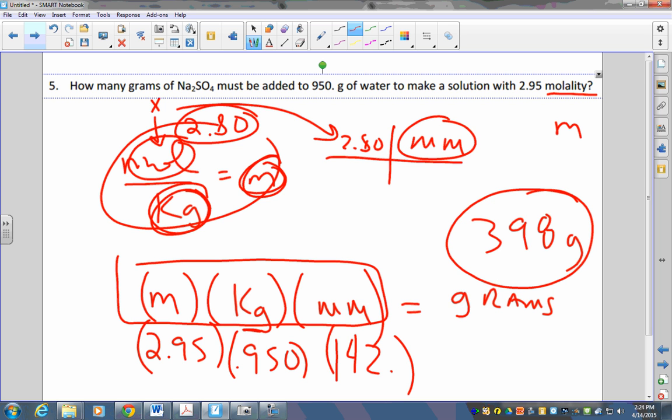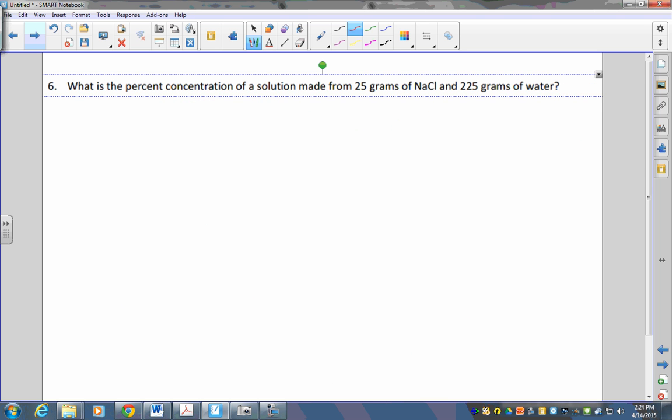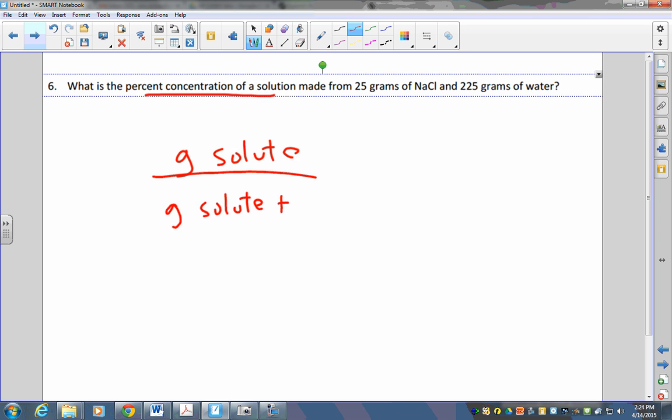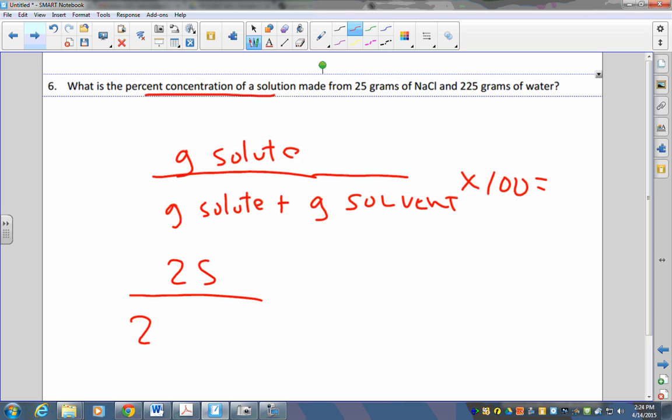Percent concentration, super duper easy. When you do percent composition, percent by mass, it's grams of solute on the top, and on the bottom it's grams of solute plus grams of solvent, which equals solution, times 100. So I'm trying to find the percent. Well, I go 25 on the top, 25 plus 225 on the bottom, times 100, plug it into your calculator, and you're good to go. I'm not going to keep doing that one. You can do that one. And that's it from the sheet.